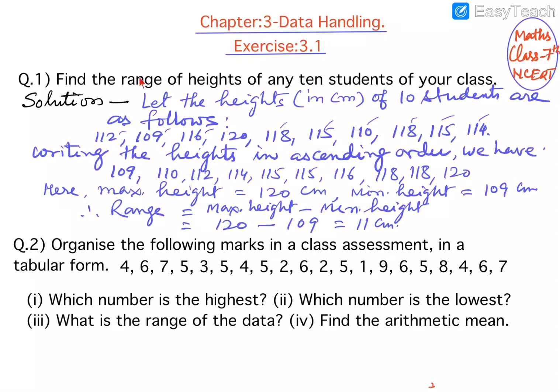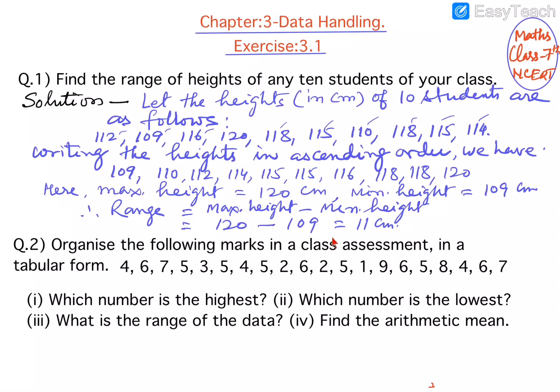And here we have to find the range of the heights. So therefore range of the height is maximum height minus minimum height. Here maximum height is 120 and minimum height is 109 centimeter, and their difference gives the range of the data, which is 11 centimeter.